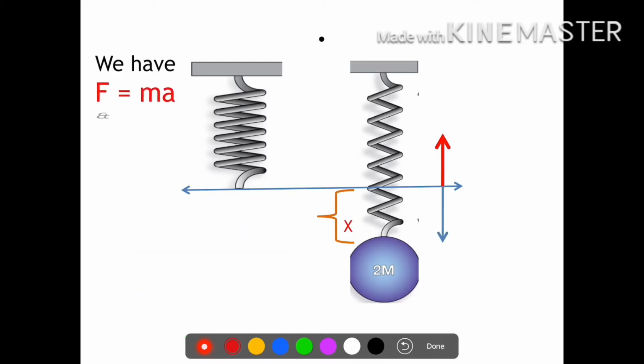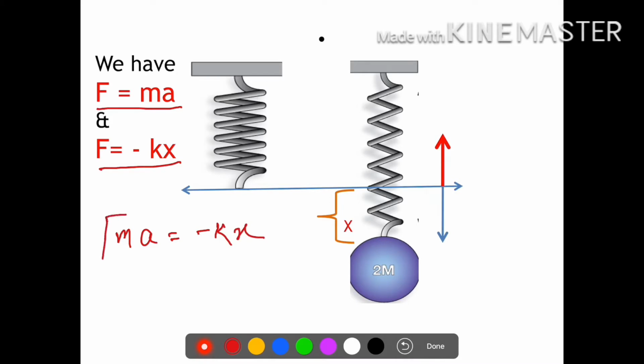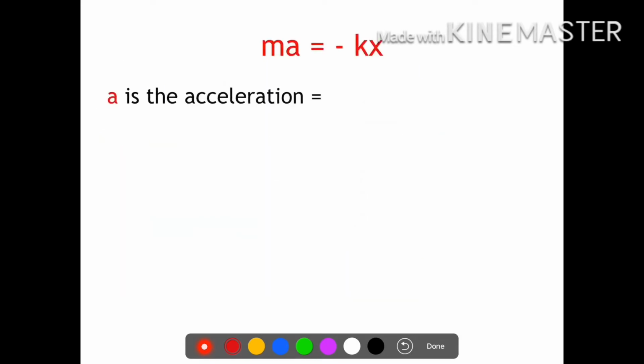Now we have F equals ma and F equals minus kx. If you equate these two, you will get ma equals minus kx. Here we got one equation of this form, which we are habituated with. This is, you can say, an algebraic equation. But what is this a? Now a is the acceleration, which is equal to d square x dt square, where this x is called your displacement.